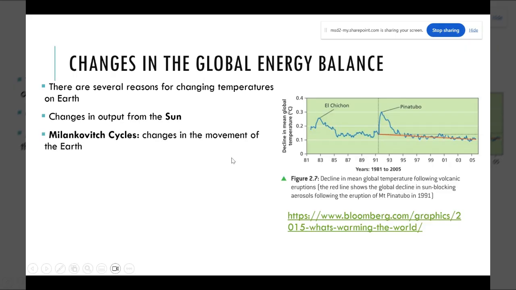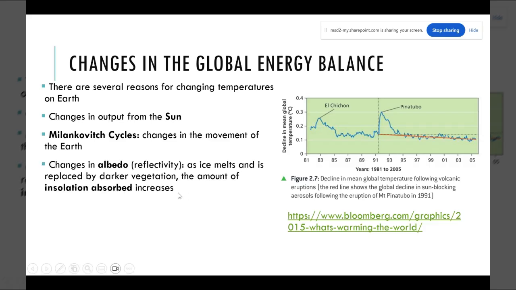Another thing is called Milankovitch cycles. Those are changes in the movement of the Earth. How the Earth is moving and tilting is going to affect how much solar radiation is coming in. Changes in albedo. This is a common thing that's asked about.